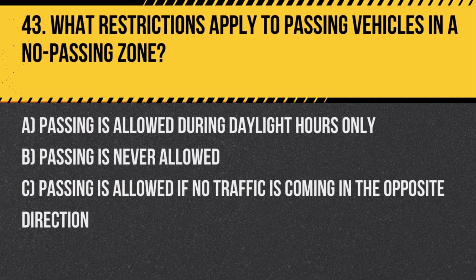Question 43. What restrictions apply to passing vehicles in a no-passing zone? A. Passing is allowed during daylight hours only. B. Passing is never allowed. C. Passing is allowed if no traffic is coming in the opposite direction.